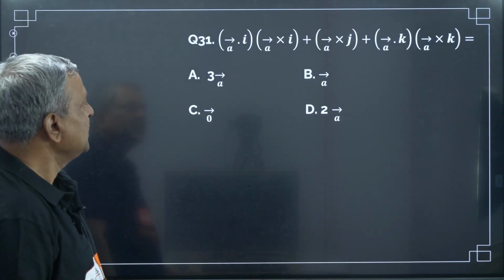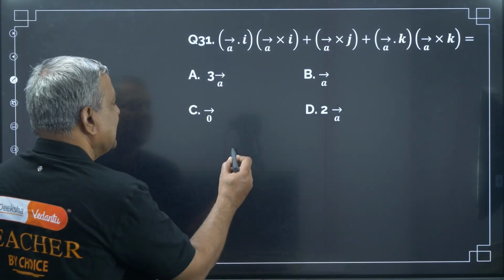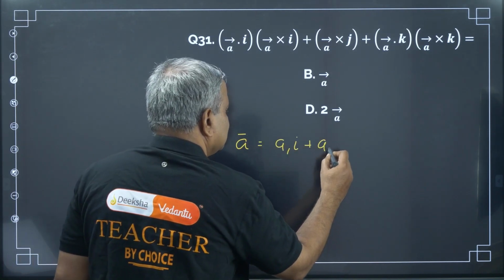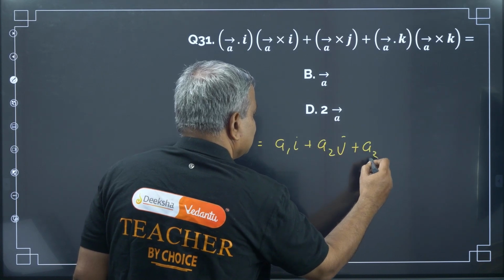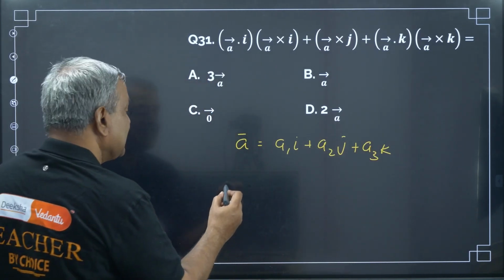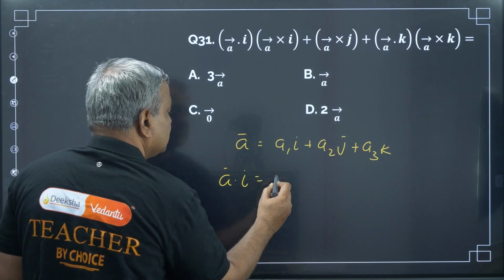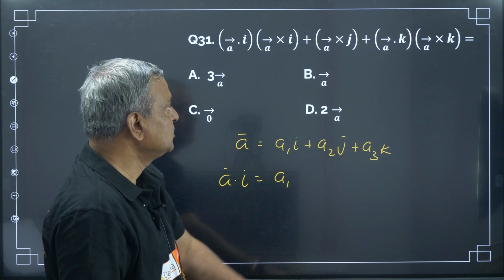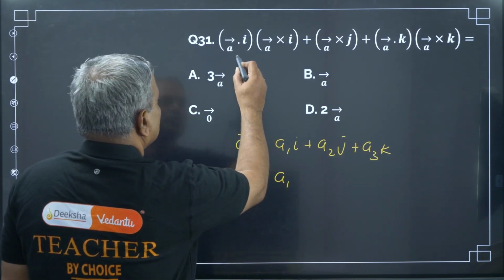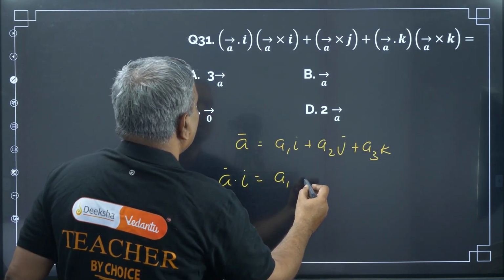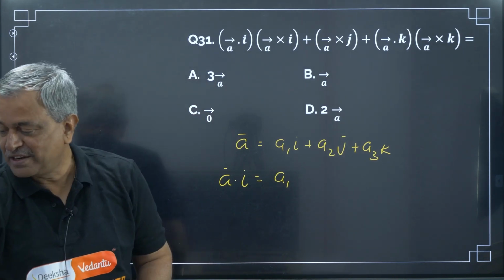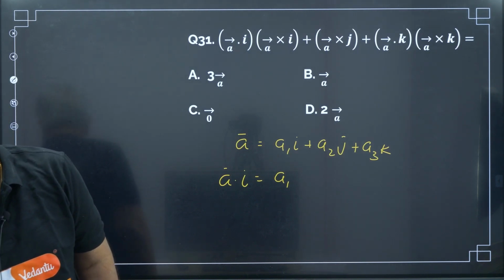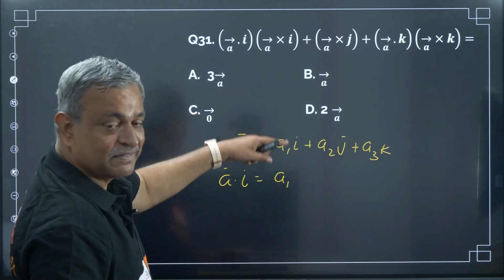The first question, the A dot I. What is A vector? A vector can be written as A1 I plus A2 J plus A3 K. When you are taking A dot I, this means what? A1. Remaining all will become 0, I dot J is 0 and I dot K is 0. So this is equal to A1. I think there is some typographical error. Let me check. So next is written as A cross I.